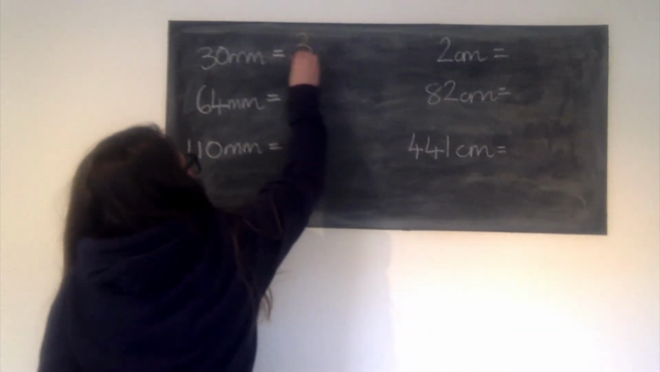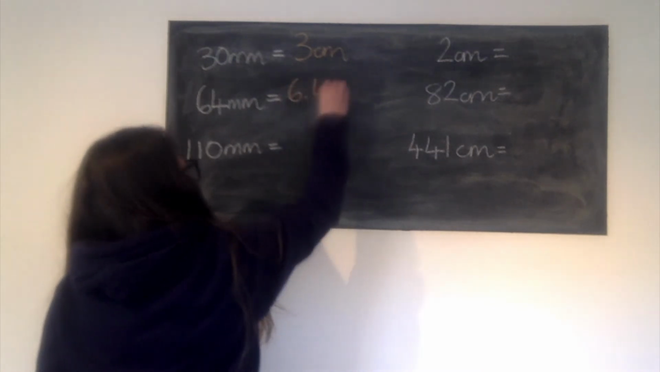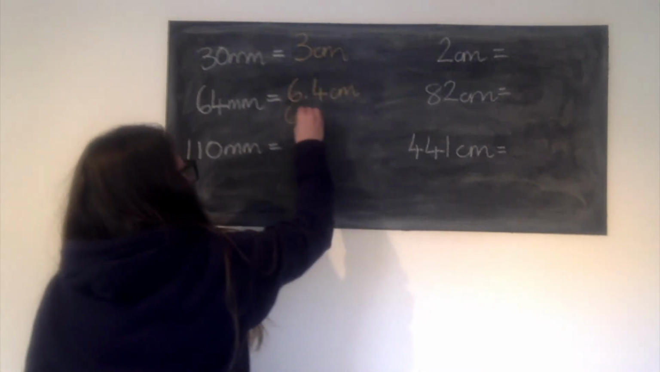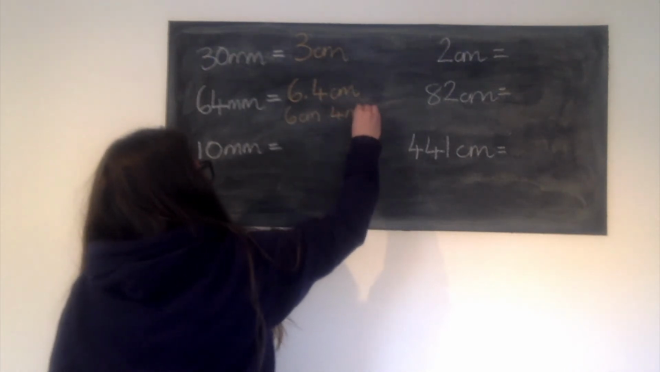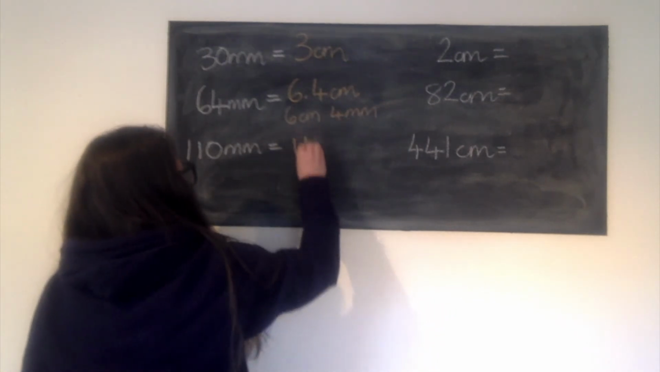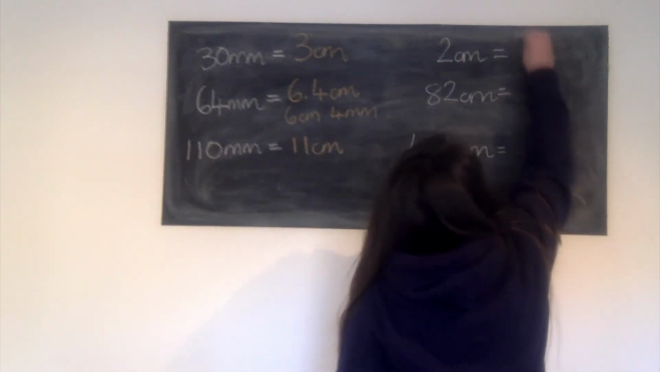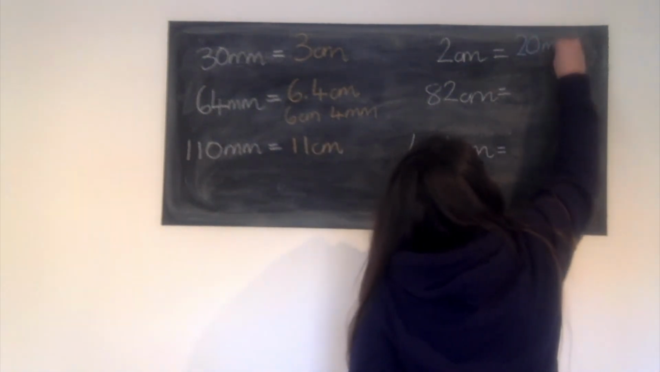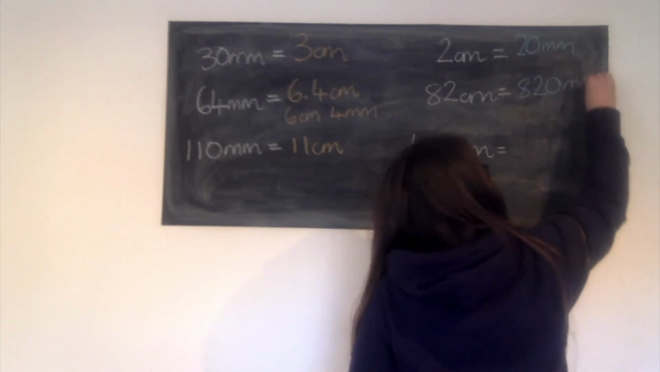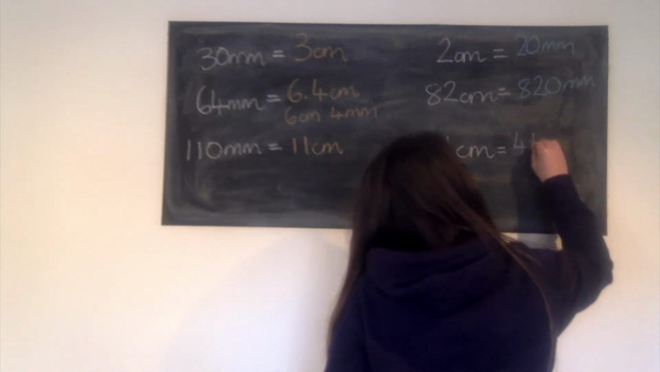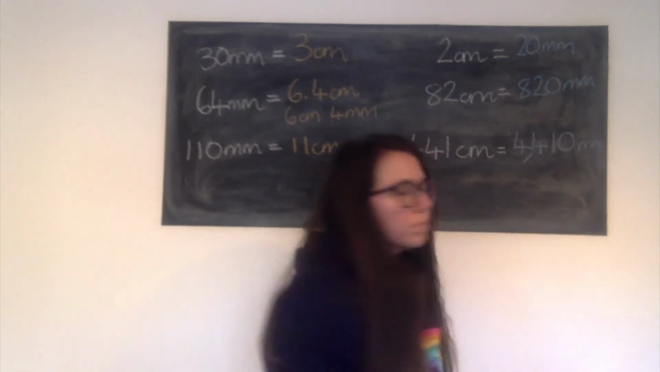So to go through the answers, from millimetres to centimetres, remember, we are dividing by 10. So 30 millimetres is 3 centimetres, 64 millimetres is 6.4 centimetres, which is the same as 6 centimetres and 4 millimetres, and 110 millimetres is 11 centimetres. Now the other way around, centimetres to millimetres, this time we're timesing by 10, there's 10 times as many. So 2 centimetres equals 20 millimetres, 82 centimetres is 820 millimetres, and 441 centimetres is 4,410 millimetres. Well done if you got those.